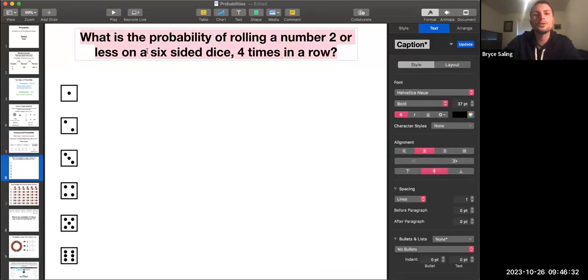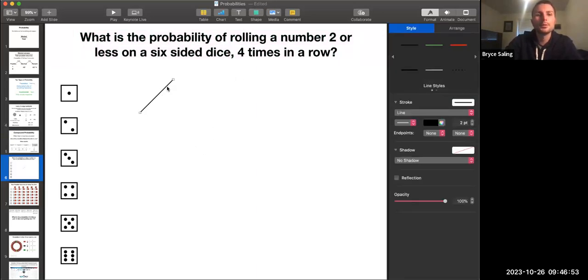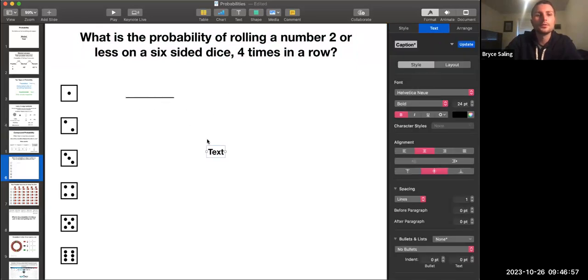What is the probability of rolling a number 2 or less on a 6-sided dice 4 times in a row? All right. Probability of rolling a number 2 or less. This is why you've got to read these questions: 2 or less on a 6-sided dice 4 times in a row. So let's do this right here. We're going to go with our wanted over total.